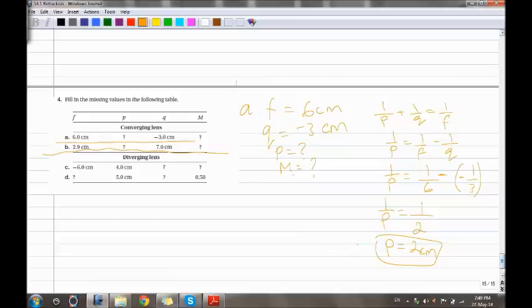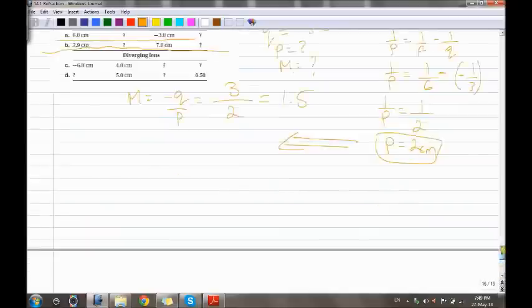Now let's find the magnification. Negative Q, which is -3. So -1, the negatives will cancel each other. So 3 over P, which is 2. So 3 over 2, which is 1.5. And that's the answer. That's the magnification. Now let's go and start with B.